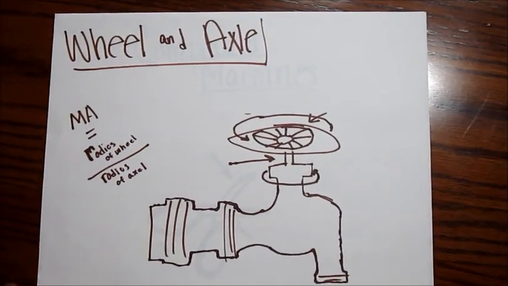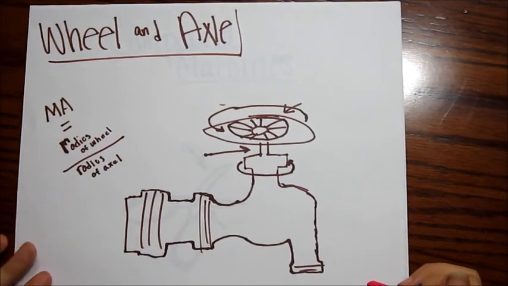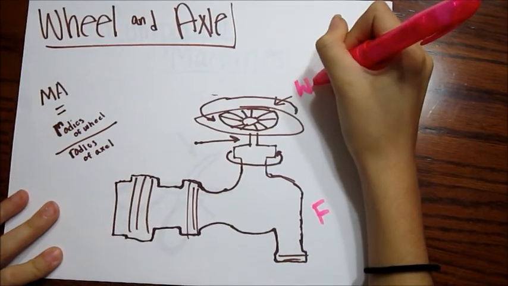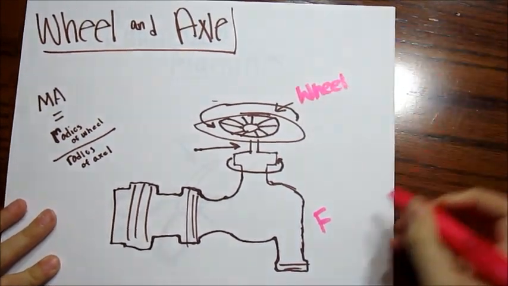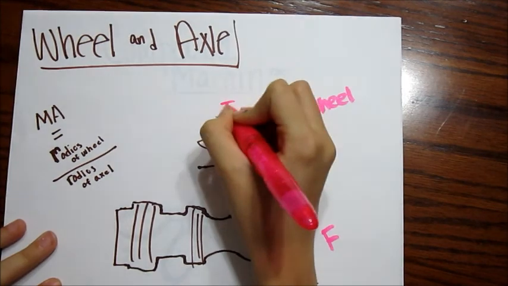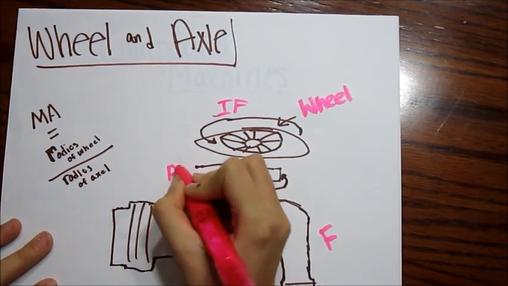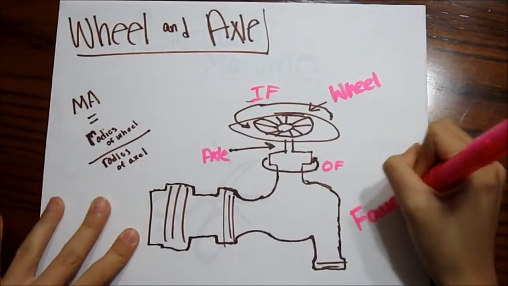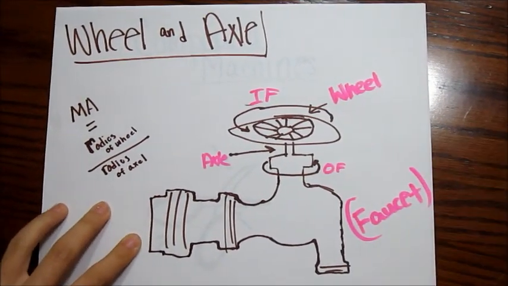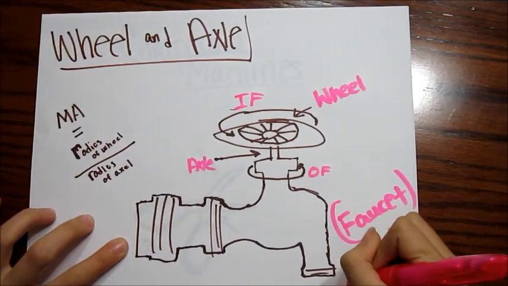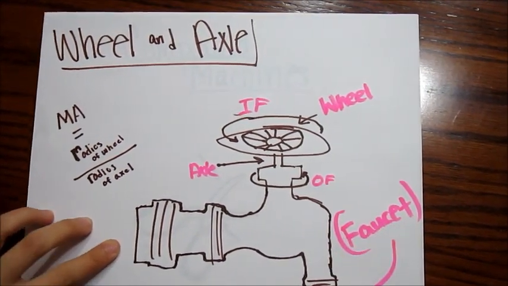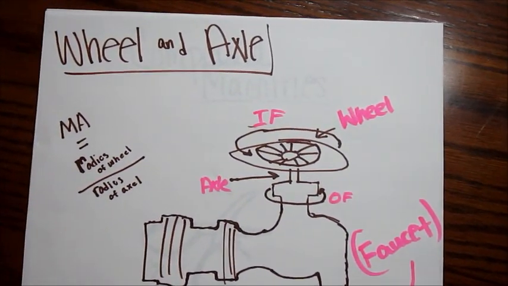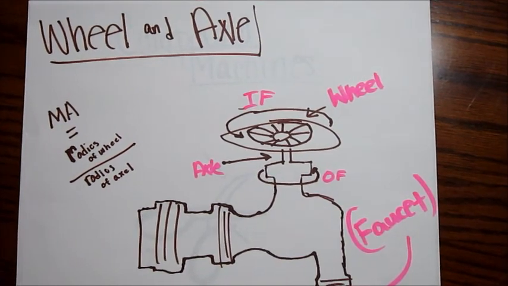A wheel and axle. Two circular objects of different sizes. The wheel is larger of the two. The wheel is the big one on top, and you use the input force to turn it, and then the axle turns the output force, like unscrewing something or unlocking a door. It's used to open things like doors. The mechanical advantage equals the radius of the wheel divided by the radius of the axle.